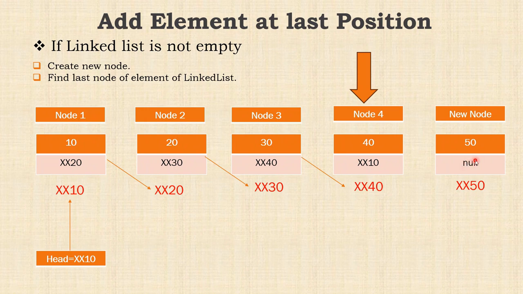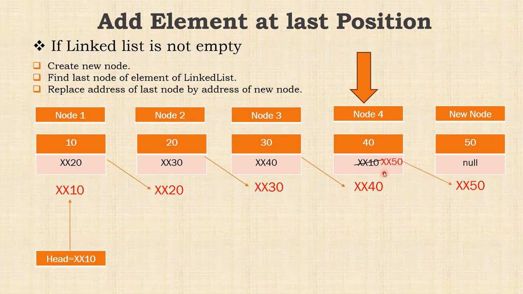And instead of null it should point to the first node, that means xx10. So firstly we are going to replace the address of the last node by the address of the new node, that means xx50. So now xx10 will be xx50. So xx10 is deleted, and now xx50 is there. So xx50 is pointing to, now our fourth node is pointing to the new node.